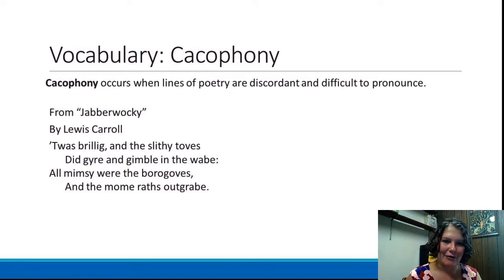So, unlike the last poem that I read, which was pleasant to listen to and easy to say and almost sounded musical, this poem is difficult to pronounce, difficult to read out loud, and even though there's some repetitions of sound, they don't really gel together. If you listen to them, it sounds discordant.